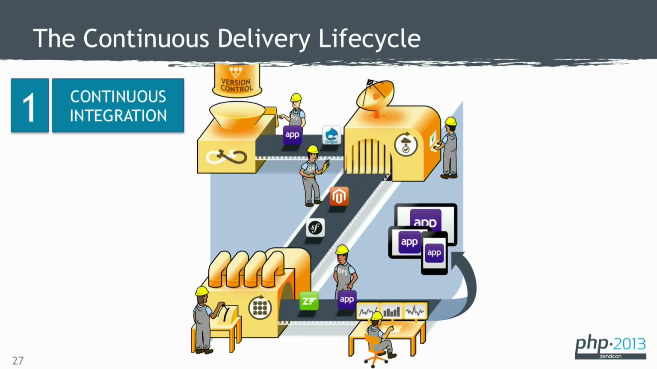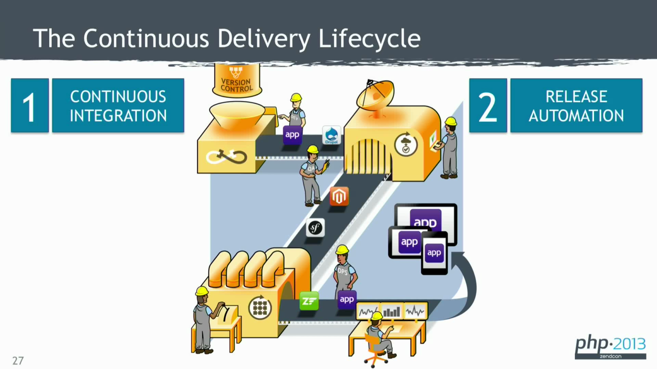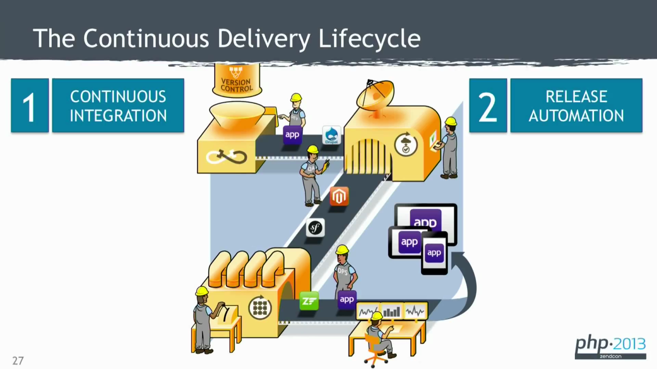The second piece is release automation, making sure you have a very clear, structured way of releasing your project. And preferably that is a self-contained asset that you can deploy, and you can deploy that consistently between testing, staging, and production.